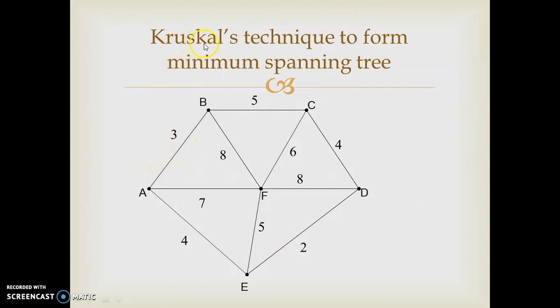But in Kruskal's technique, out of the whole graph, we need to select those two vertices which are connected with the minimum edge. For example, here ED has the minimum weighted edge. So we include E and D in our spanning tree first. Then we find out the next minimum edge and we go on.